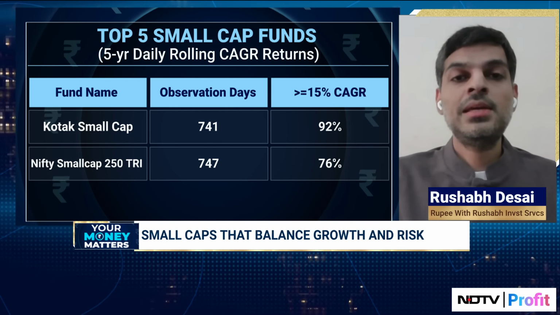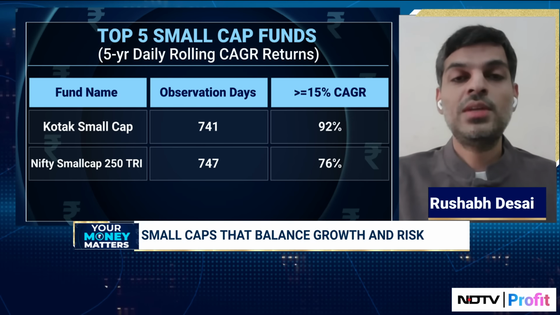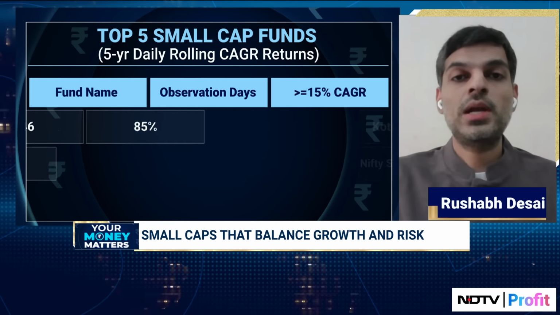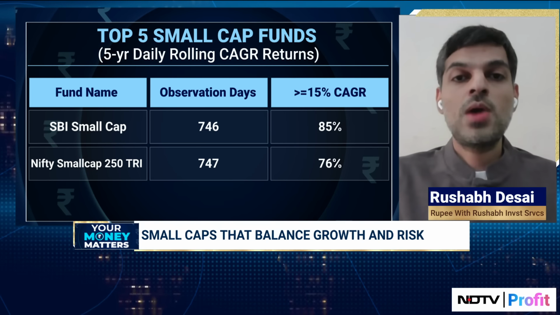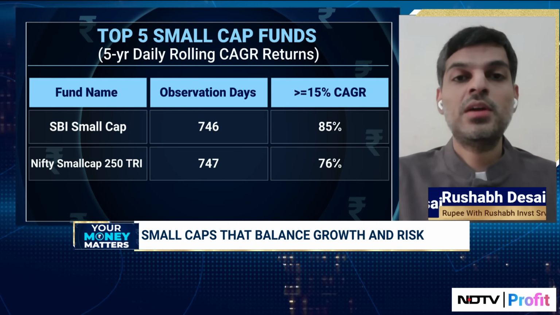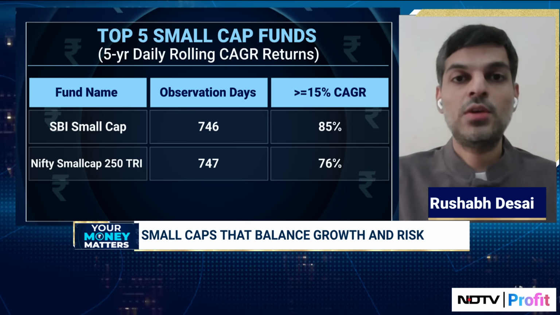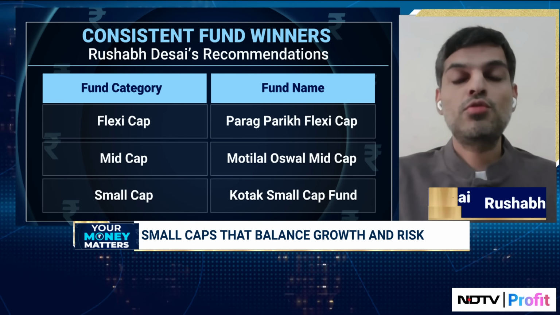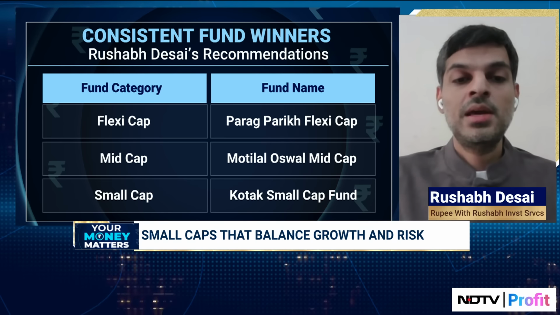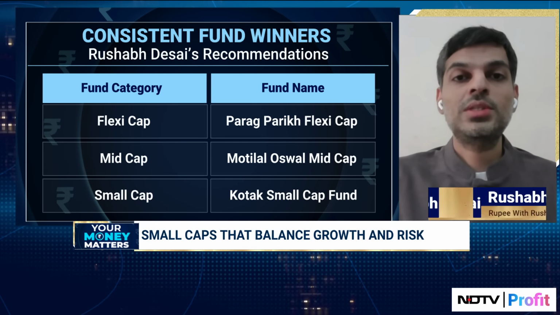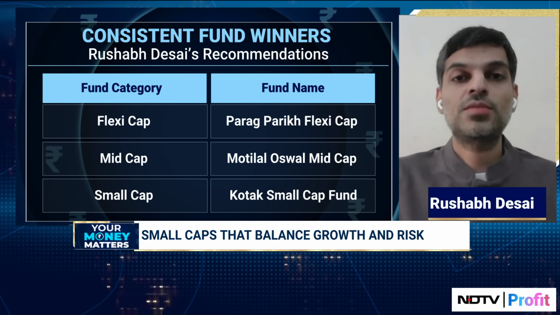And I like 3 funds which I feel could do well over the next 5 years. One is that Parak Flexi Cap Fund will continue to do well. That is what I feel over the medium to long term. Number 2, Motilal Oswal Midcap Fund. And number 3, Kotak Small Cap Fund. So these are the 3 recommendations I have, one from each category.